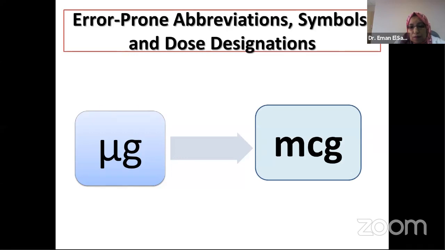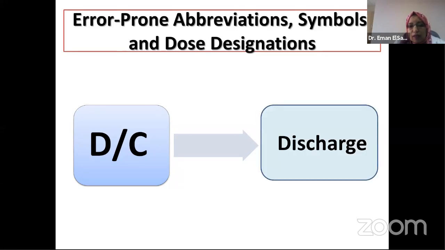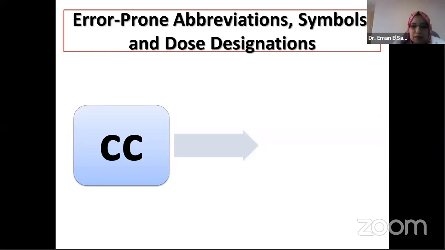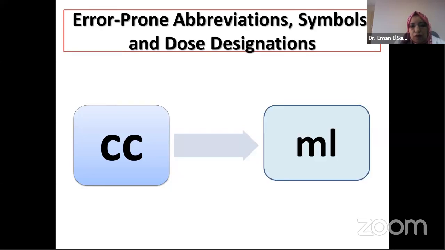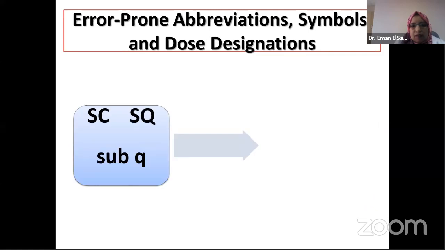So it should be written as mcg. DC is a widely used abbreviation for discontinuation of medication, or maybe for discharge. This has actually been reported and has happened before: premature discontinuation of medication, because they wrote DC after the medication when they meant discharge. CC, or cubic centimeter, is no longer used now. It should be written clearly as mL, because CC may be confused as zero. HS, the same, for half strength or bedtime. We all know what subcutaneous is, but it may be confused with once daily.